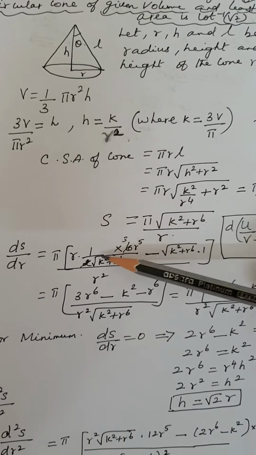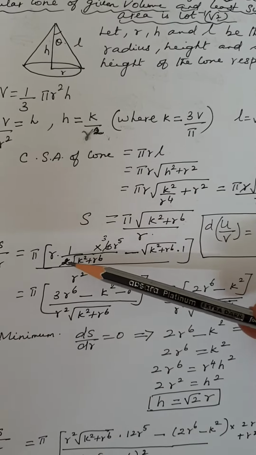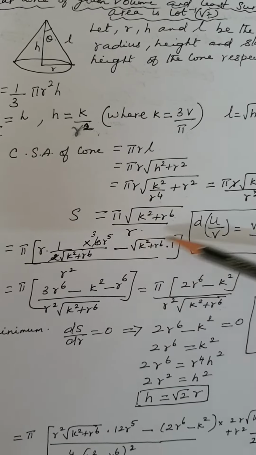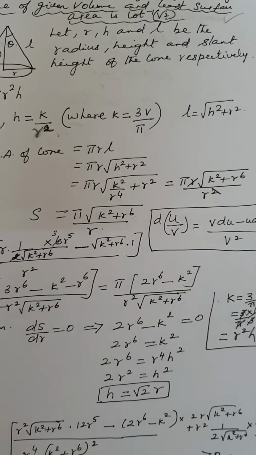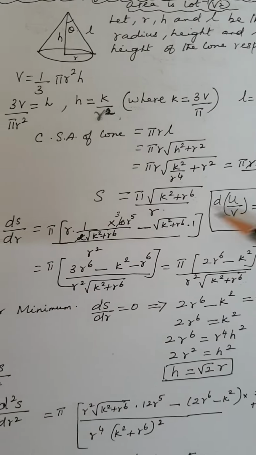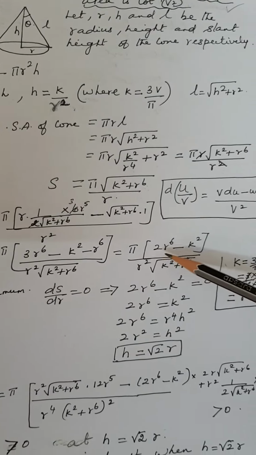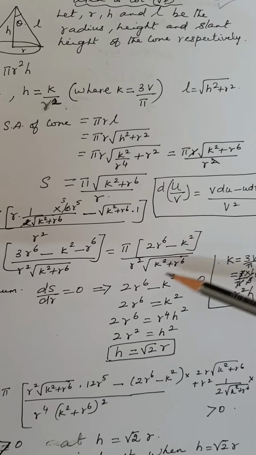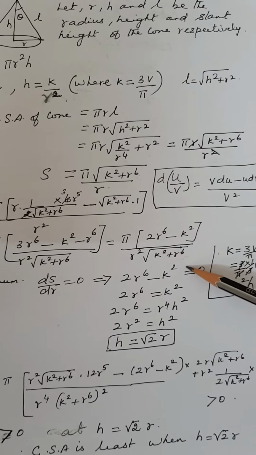Now when you differentiate ds by dr, by the u by v method, pi constant you take out. So now here we know the formula, the differential of u by v is v du minus u dv by v squared. Now substitute all this here using this formula, and we get pi into 2 r power 6 minus k squared by r squared into square root of k squared plus r power 6.